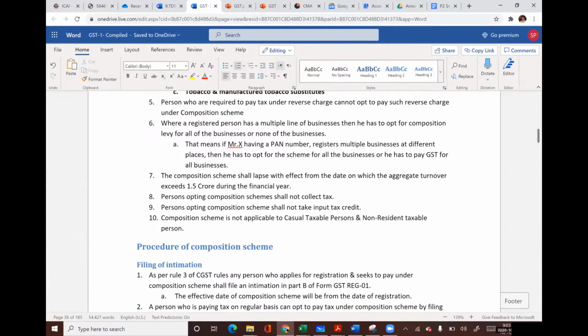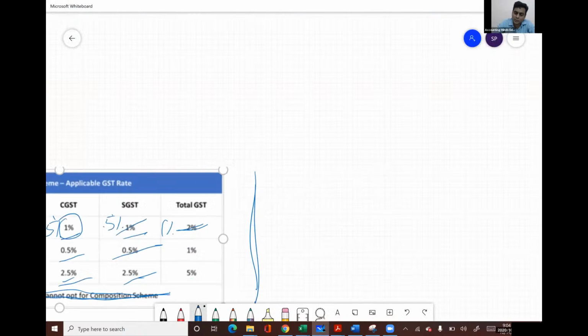Persons opting composition scheme shall not take input tax credit. Last class we discussed what input tax credit is and how you can get the advantage. Okay, already I paid 18,000, so now I have to pay 27,000. When I am paying 27,000, I will reduce the input tax credit. That facility is not available for composition scheme.